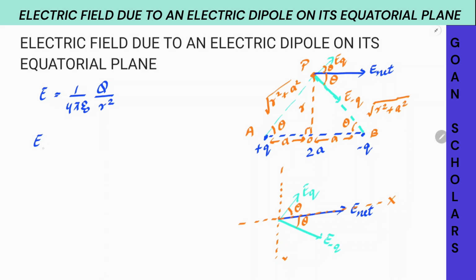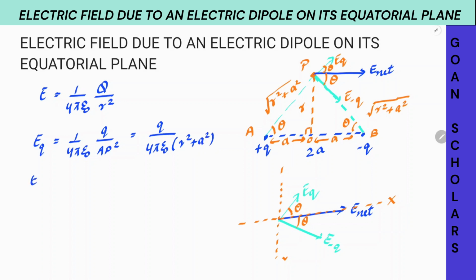So the electric field due to plus q is 1 by 4 pi epsilon naught, small q upon, what's the separation between the point P and A? AP square. And if you write the value of AP, this will become q upon 4 pi epsilon naught, and AP is, root will go, r square plus a square.